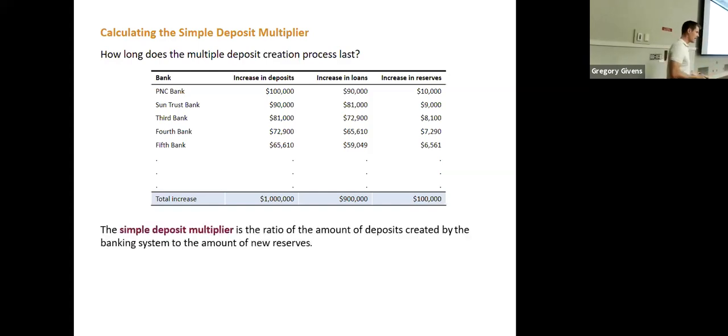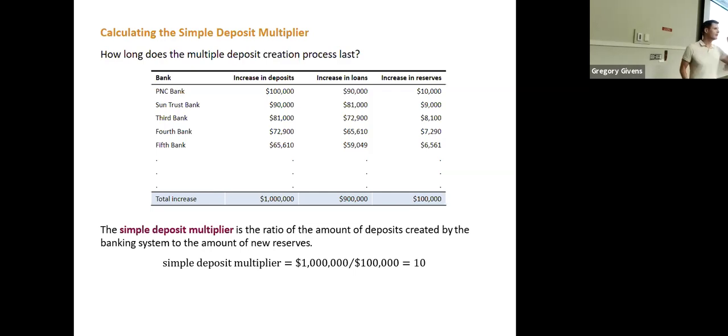The simple deposit multiplier is just the ratio of the amount of new deposits created by the banking system divided by the amount of new reserves. So in this super easy example, it's just $1 million worth of new checking account balances economy-wide divided by $100,000 in total reserves. And so what is the simple deposit multiplier in this example? It's equal to 10.